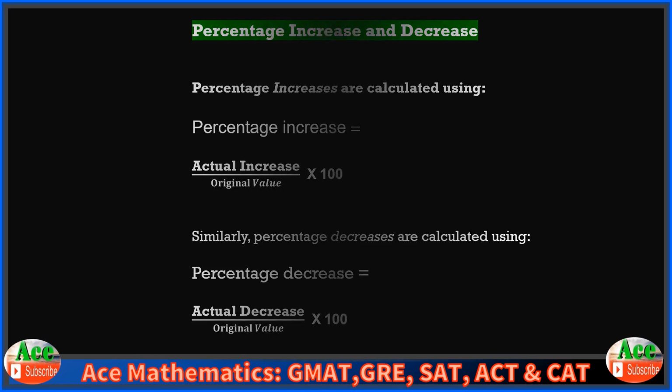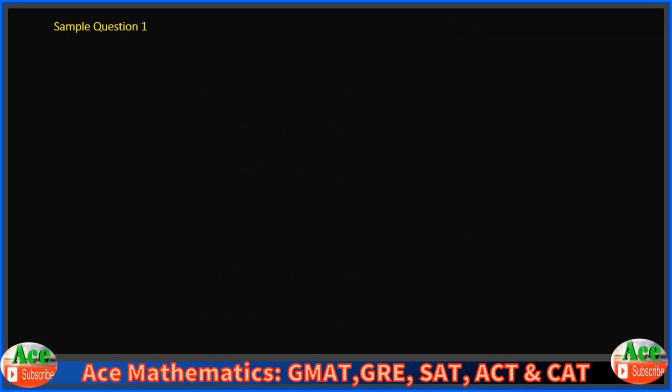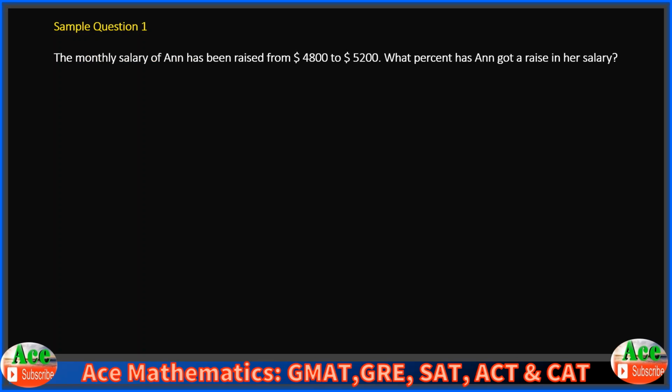Sample question 1. The monthly salary of Anne has been raised from $4,800 to $5,200. What percent has Anne got a raise in her salary? Solution. The difference in the two salaries is 400, that is 5,200 minus 4,800.